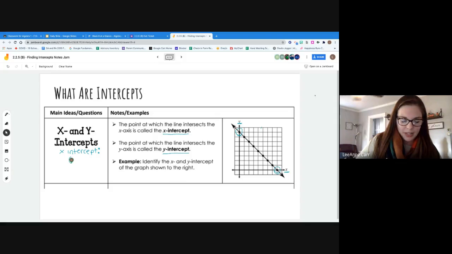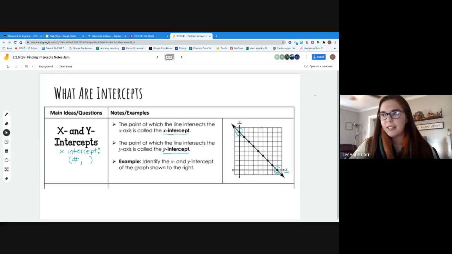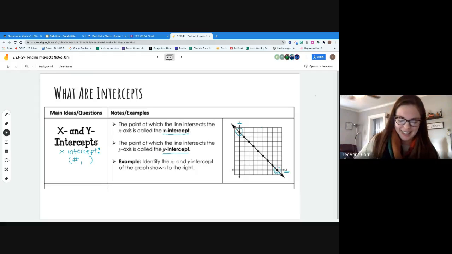And the way we're going to write that, we're going to put whatever number it crosses the x at in the x's spot. Any ideas what we might write in the y's place? Amara, Caitlin, yes, 0 in the y's place.